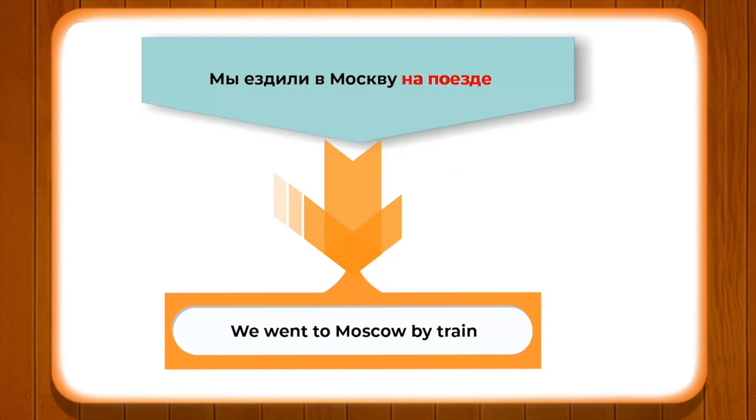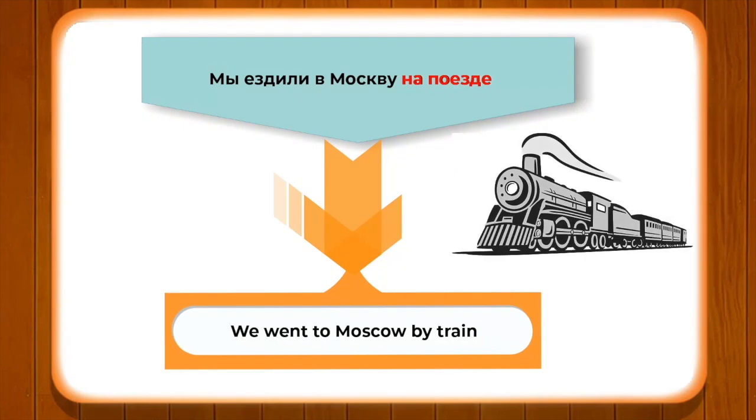So на поезде means by train, by means of, and в поезде мы долго разговаривали. We had a long conversation inside the train. So in the train we used the preposition в. So this is the basic difference: how do we use na and what does it mean, and v and how does it give an expression to the sentence. So I hope this is clear to you all.